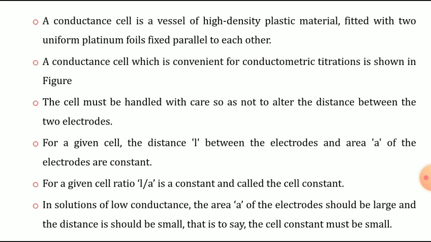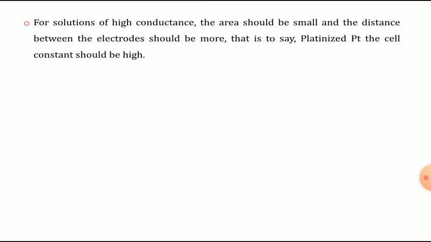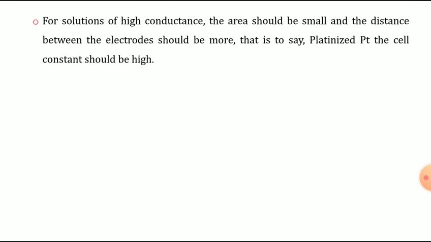In solutions of low conductance, the area A of the electrode should be larger and the distance should be small, that is to say the cell constant must be small. For solutions of high conductance, the area should be small and the distance between the electrodes should be more, that is to say the cell constant should be high.